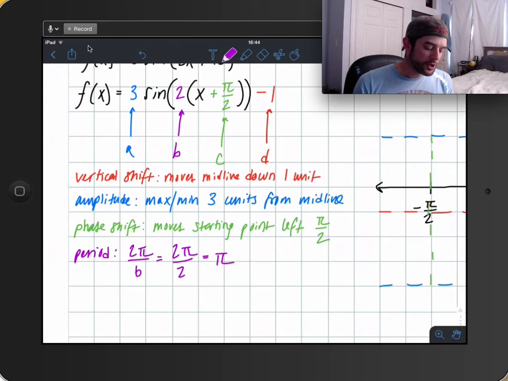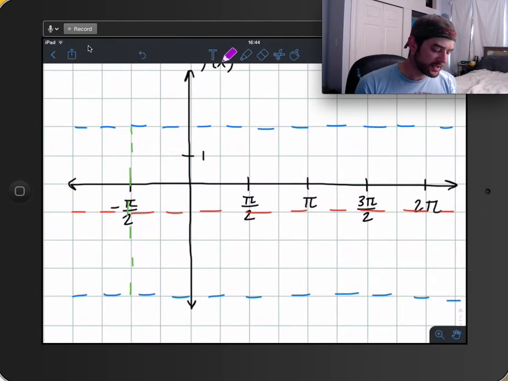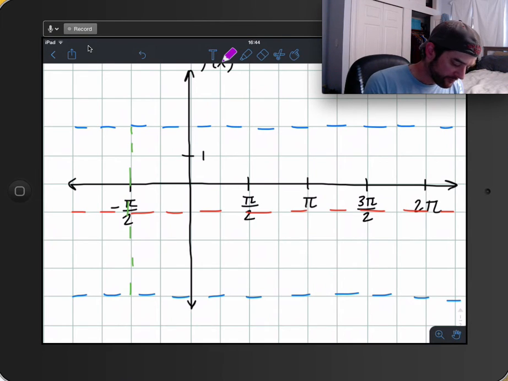Now it's important to note that this is not where the function ends. This is how long the function goes before repeating another period. So the way I like to do this is I like to see that pi is 4 spaces. It represents 4 spaces. So 1, 2, 3, 4. And since pi radians is 4 spaces, I know that the period of one cycle of this sine is 4 spaces. So 1, 2, 3, 4. So it's actually going to end right here before it repeats again.